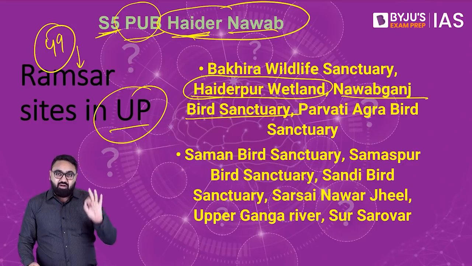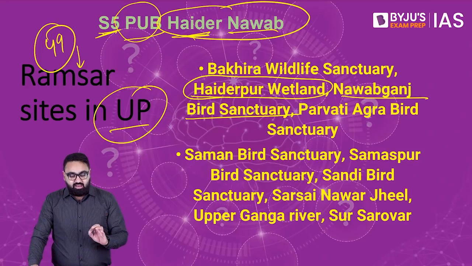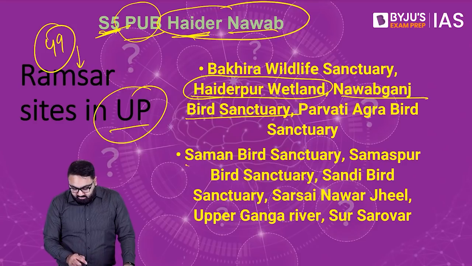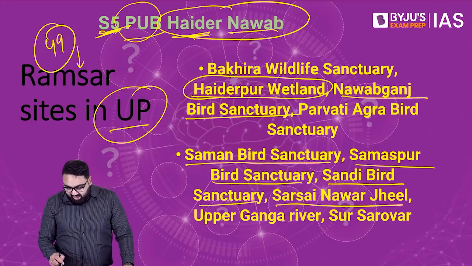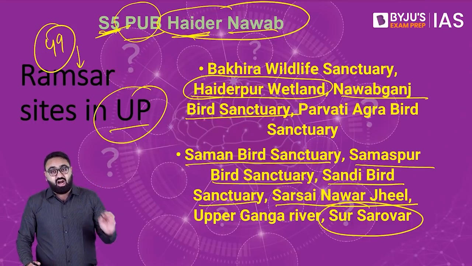S5 means there are 5 Ramsar sites in the state of UP that start with the letter S. That is why we have mentioned S5. These include Saman Bird Sanctuary, Samaspur Bird Sanctuary, Sandi Bird Sanctuary, Sarsai Nawar Jheel, and the Sur Sarovar. These are the 5 Ramsar sites which start with the letter S in UP.